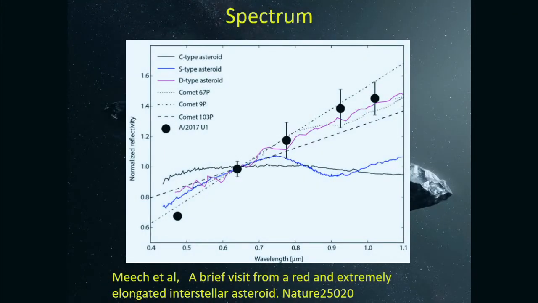Then they took a spectrum, and they look at the different colors, and this object that was called A, but now is called 1I, has this spectrum with quite a wide range, but it looks like a C-type asteroid that would be carbonaceous chondrites, or an S-type asteroid that is stony, has a different pattern, so it's not like those two, but it's similar to D-type asteroids and some comets, but this is shaky data.